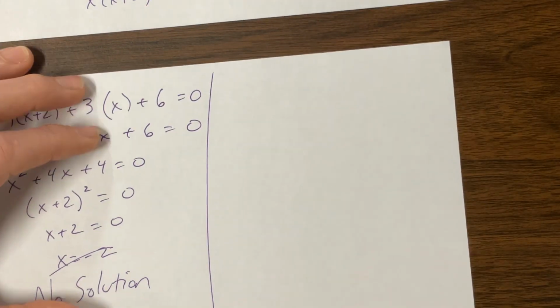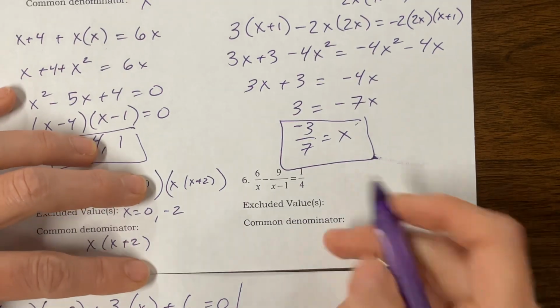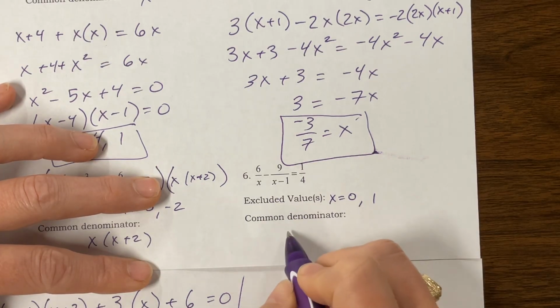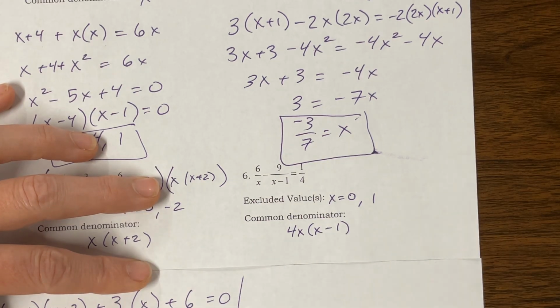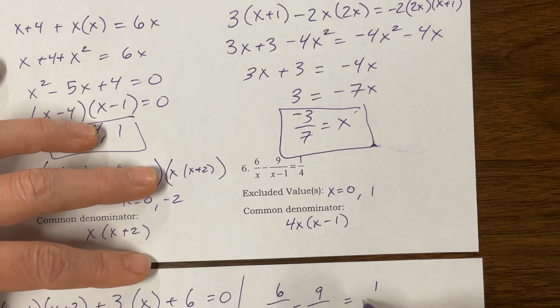Okay, 2 more. Here we go. This next one, I see my excluded values are x equals 0 or positive 1. My common denominator is going to be 4x times x minus 1. So let's write this again. 6 over x minus 9 over x minus 1 equals 1/4.